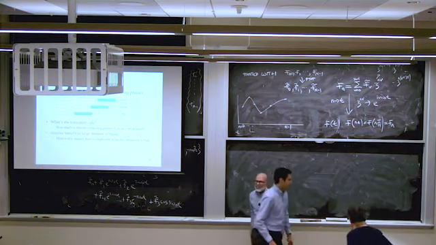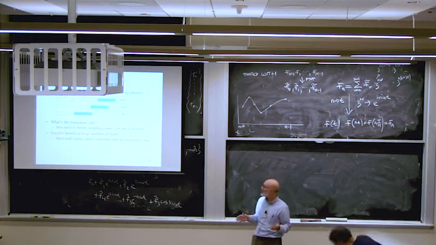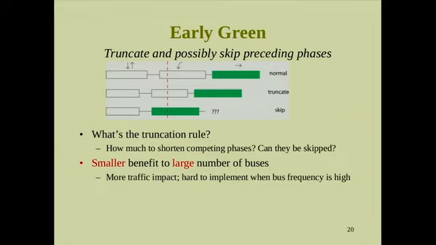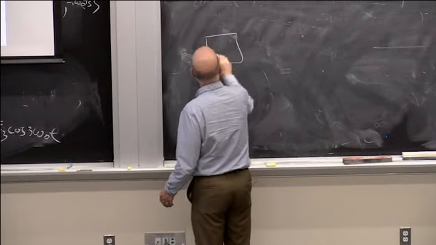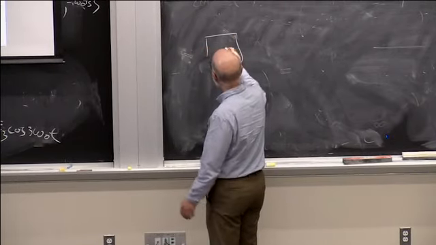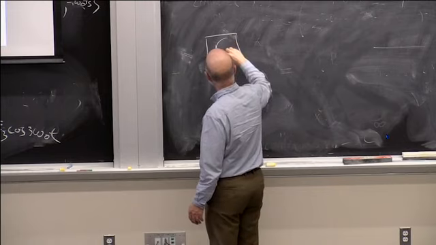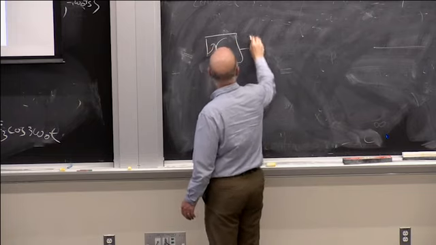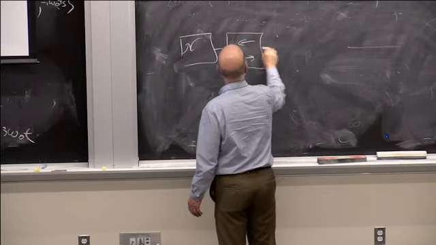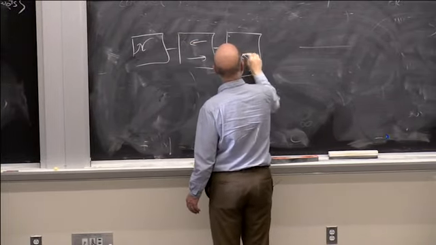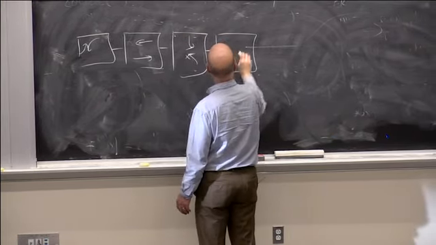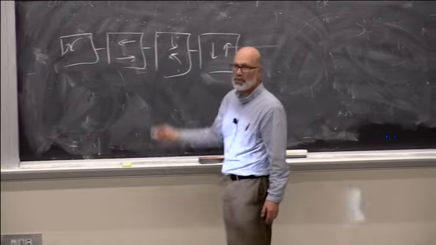So I told you that tactics are green extension, which is great if you've got a far side stop and you can predict in advance. Early green, which is a little more limited, but we need more flexibility. So like what Jan was describing there, they had these four phases in the cycle. To make it simple, let's just say we have east and west left, and then east and west through, and then north and south left, and north and south through. Phase 1, 2, 3, 4.